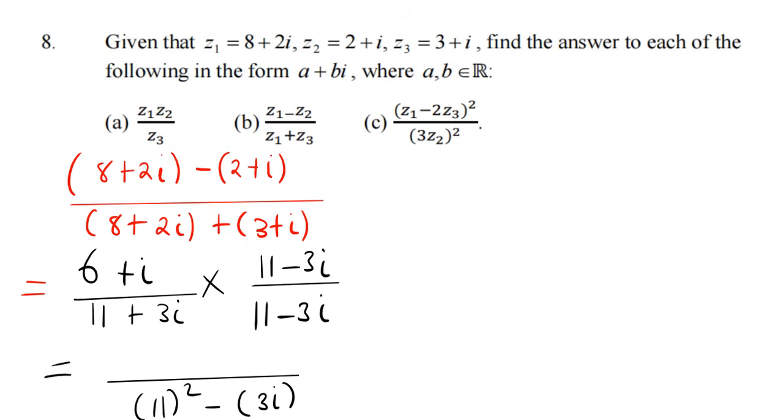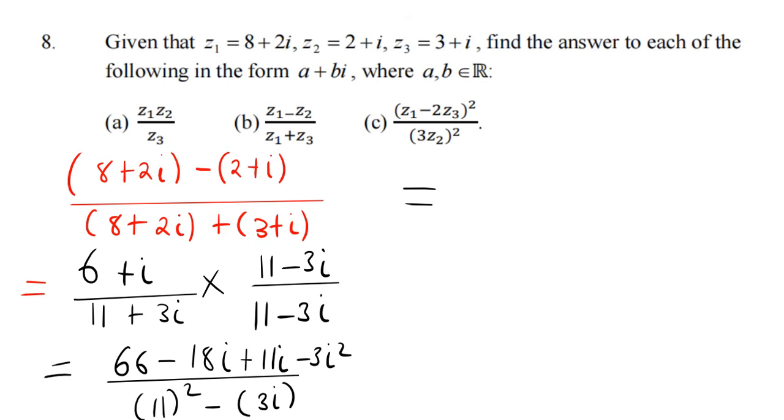Now when we distribute, when we expand on top, what are we going to have? 6 multiplied by 11, that is 66. 6 multiplied by negative 3i, that is negative 18i. Then plus 11i. Then i multiplied by negative 3i, we're going to have negative 3i squared. So allow me to solve it on this other side.